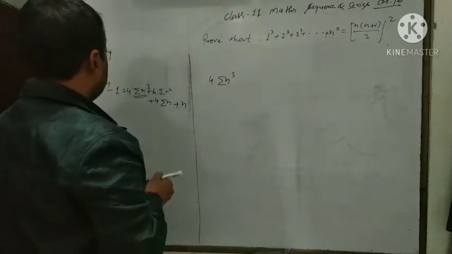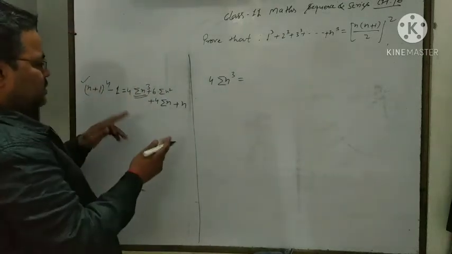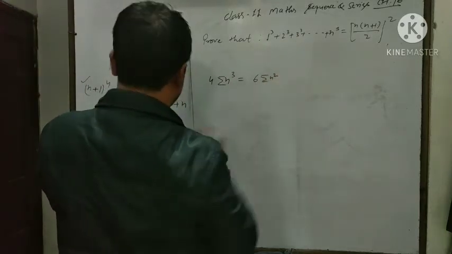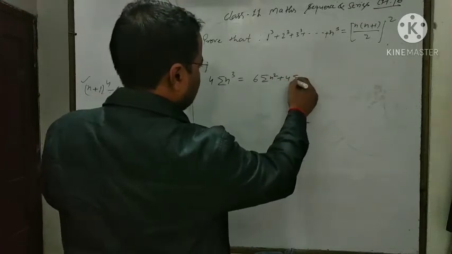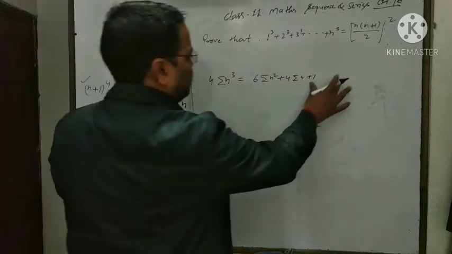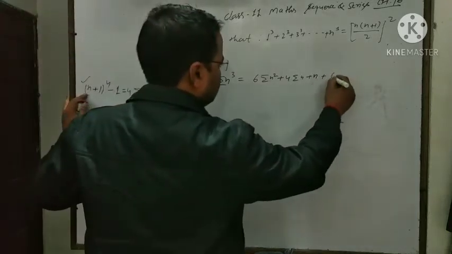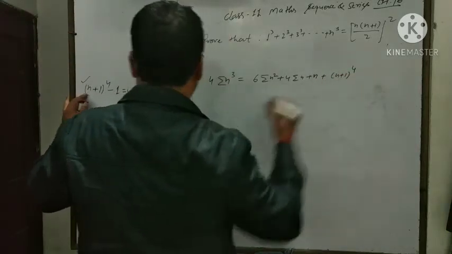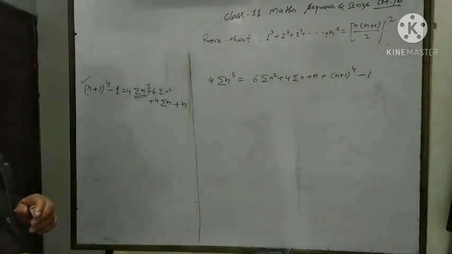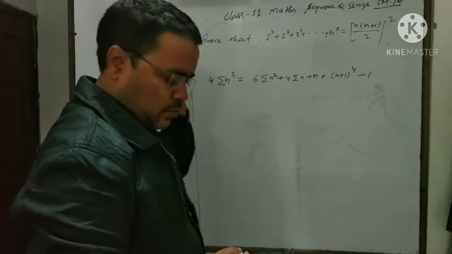Okay, and what we do here, we just transfer to this side. Therefore first we write this, 6 sigma n square plus 4 sigma n plus n. Here I am going to transfer this to that side, then it will be (n plus 1) raised to the power 4 minus 1 minus this. Okay, again we find the expansion of this, (n plus 1) raised to the power 4.